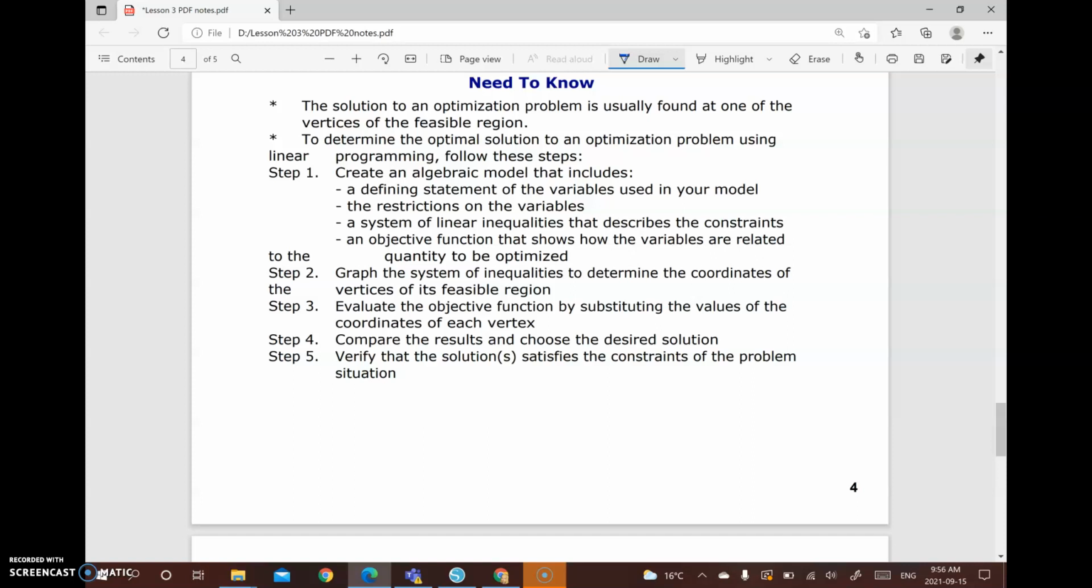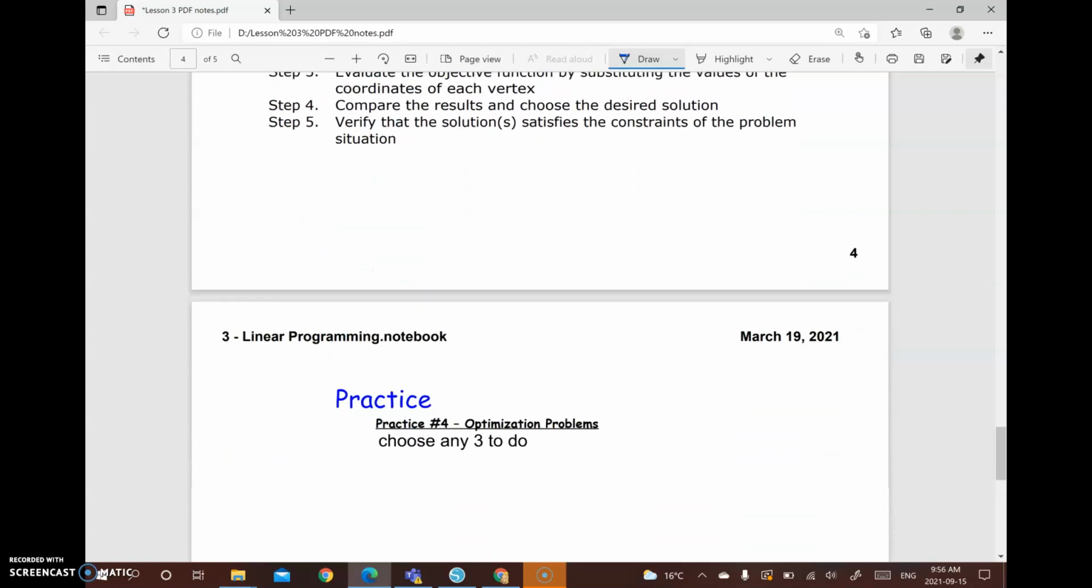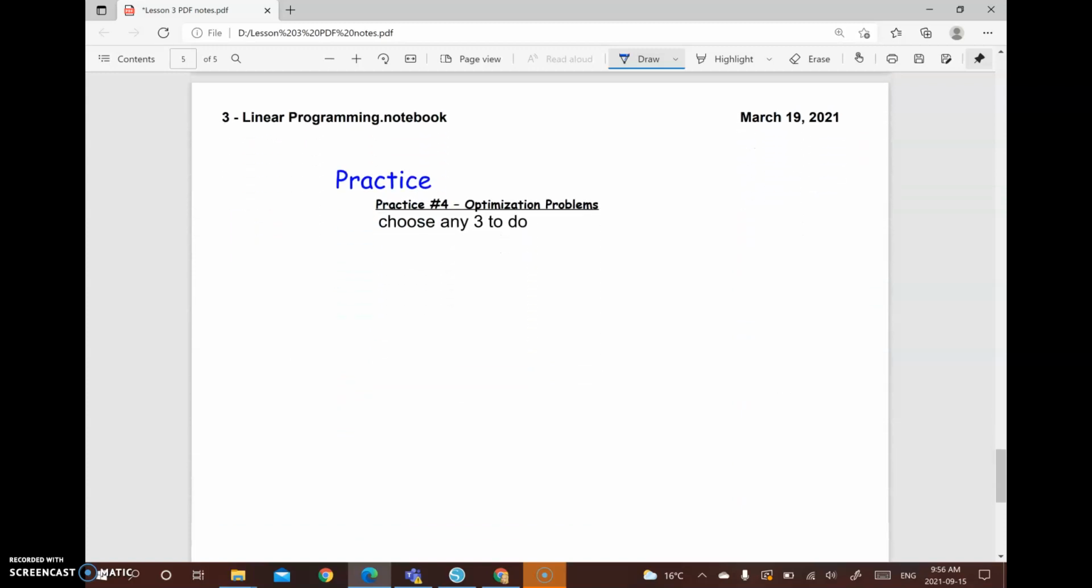Step two is you're going to graph the system of inequalities to determine the coordinates of the vertices. And then you'll evaluate the objective function by substituting all those values in. And then compare the results, choose a desired solution, and verify that solution to make sure it satisfies the constraints of the problem situation. After that, you can try the following practice questions.